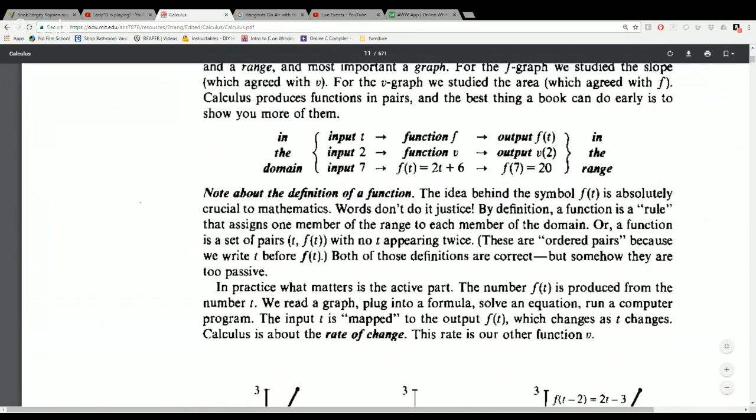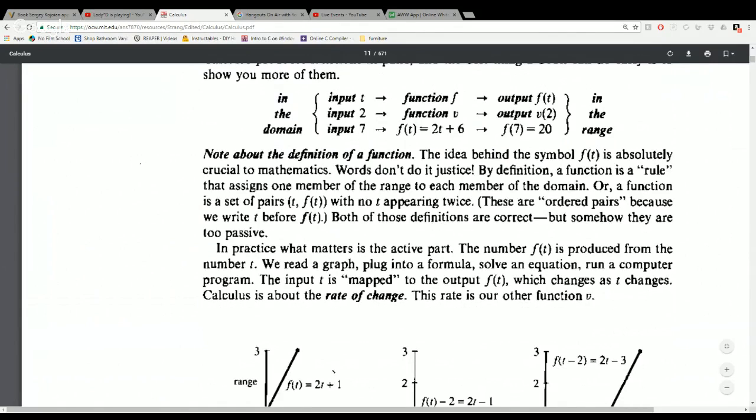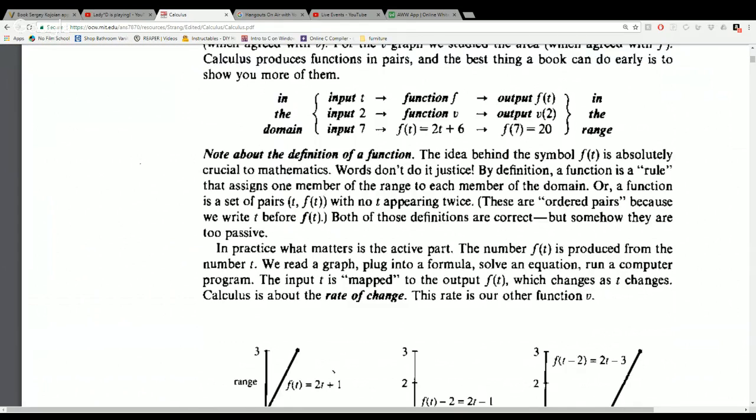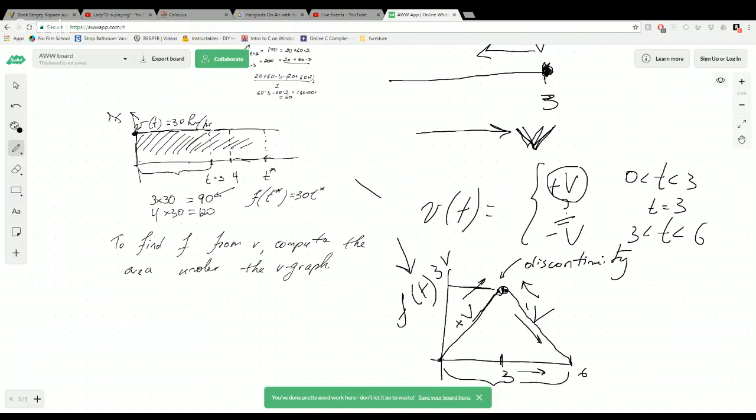Note about the definition of a function. The idea behind the symbol f of t is absolutely crucial to mathematics. Words don't do it justice. By definition, a function is a rule that assigns one member of the range to each member of the domain. All right, so that I feel requires some explanation.